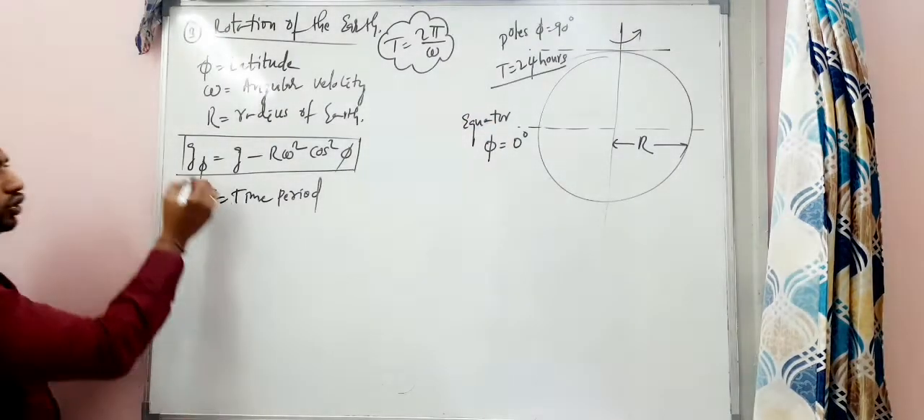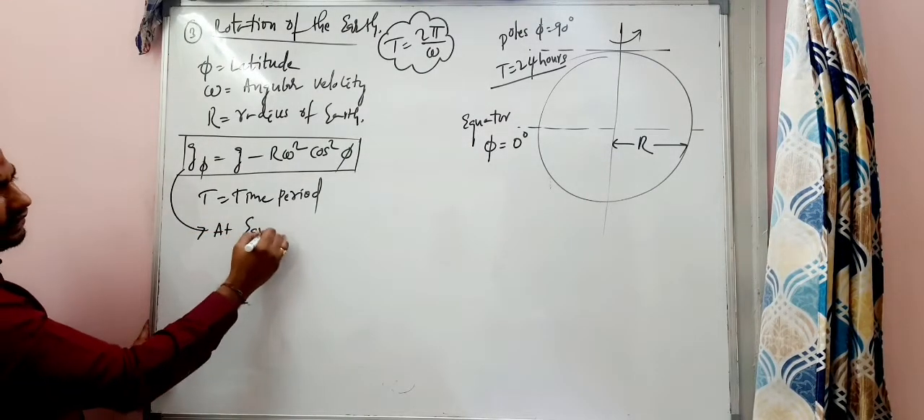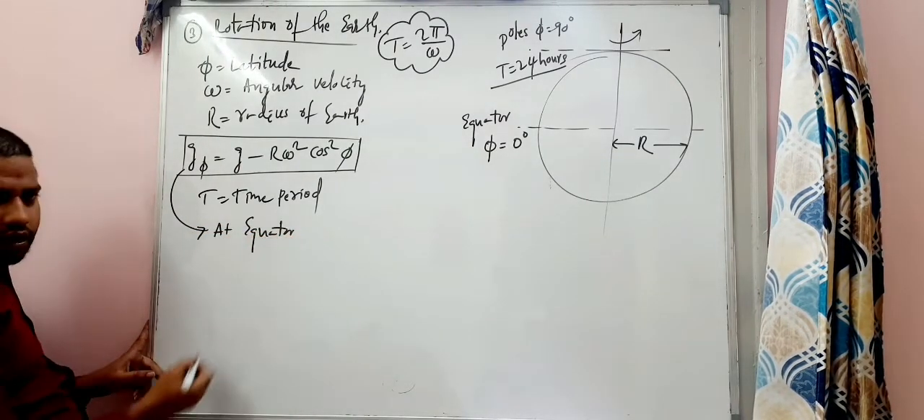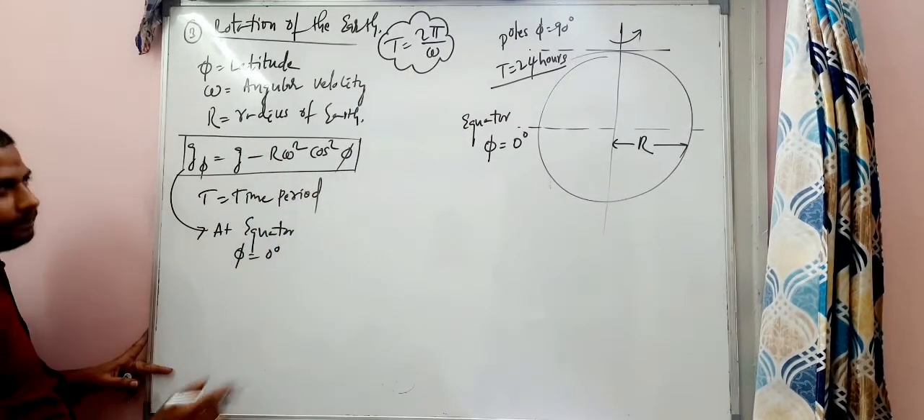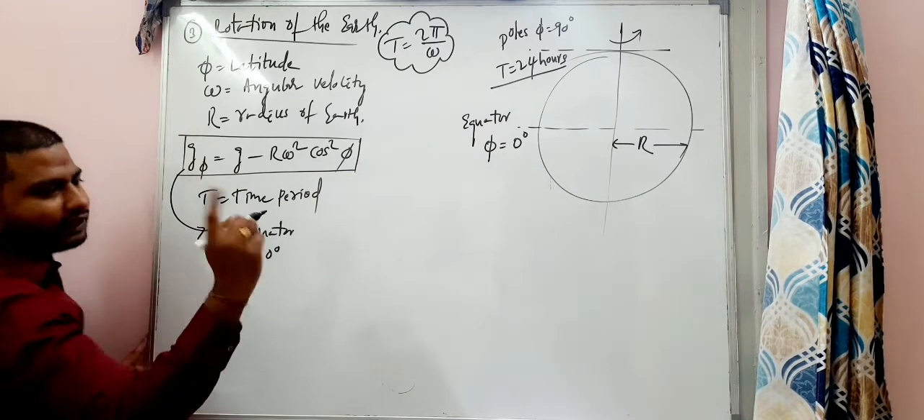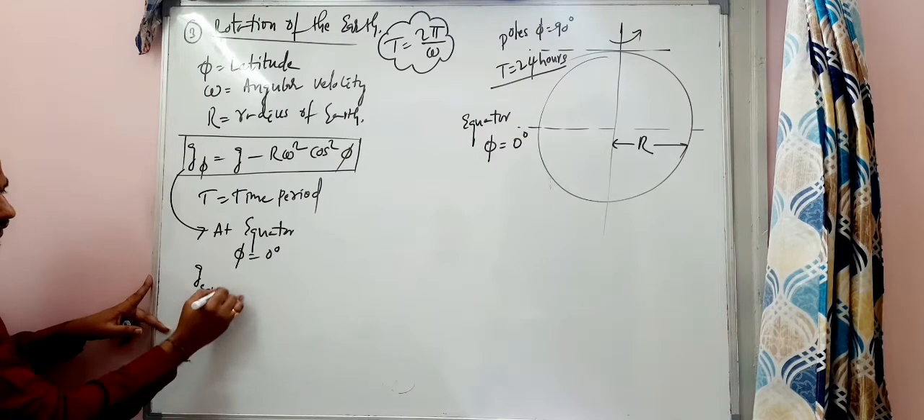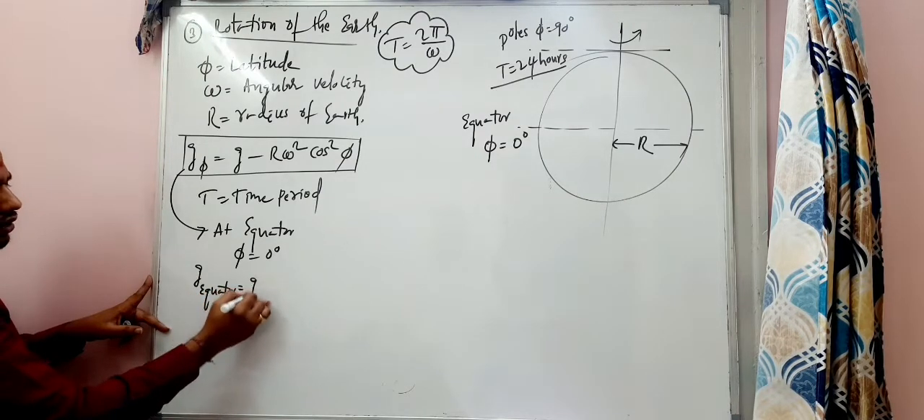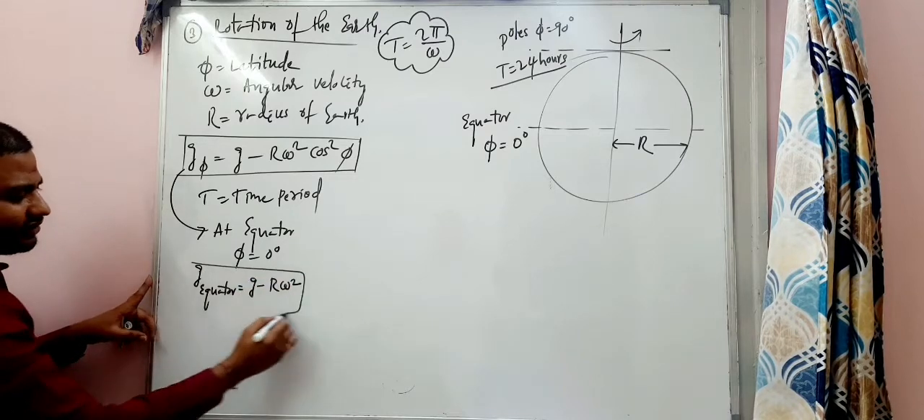Okay. So in case of the equator, let's see. At the equator, latitude is 0 degrees. If we substitute 0 here, cos squared 0 becomes 1. So acceleration due to gravity at the equator is equal to g minus r omega squared. We get this expression.